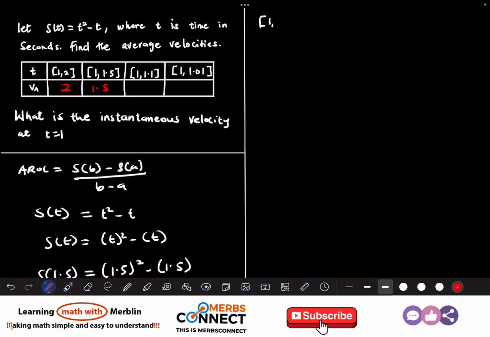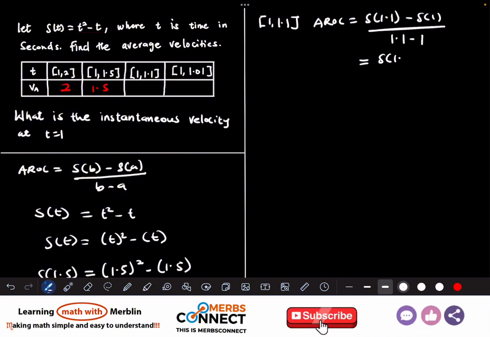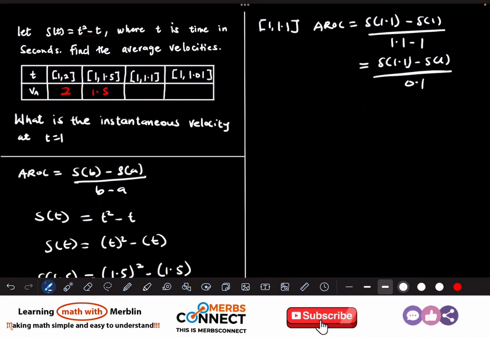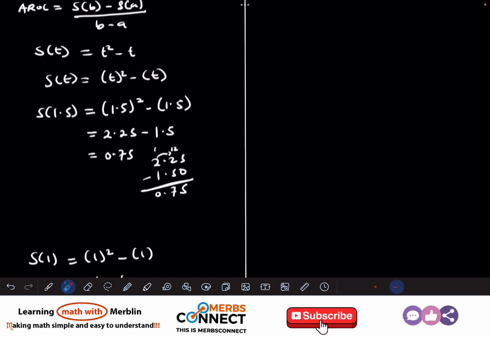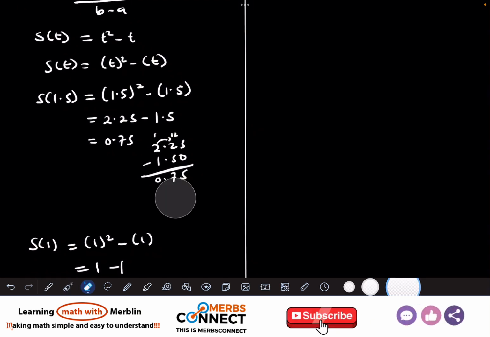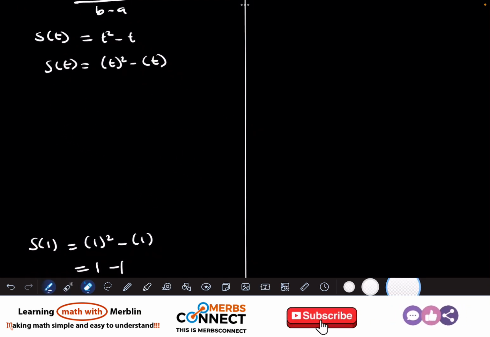1 and 1.1, right? So still we have our s of 1 to be 0. So the average rate of change is going to be s of 1.1 minus s of 1 divided by 1.1 minus 1, which is going to give us 1.1 minus 1 will be 0.1. So here from this one we just need s of 1.1 because we know s of 1 already. So let's look for s of 1.1.